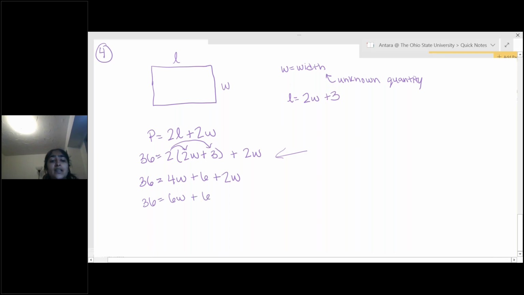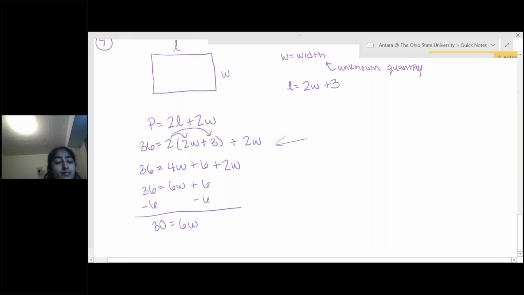And we want to isolate the variable term on one side. So we can get rid of the 6 on the right side by doing the inverse operation on both sides. And we get 30 equals 6W. Now we are going to get W by itself by dividing by 6. Now we see that W is equal to 5 yards.